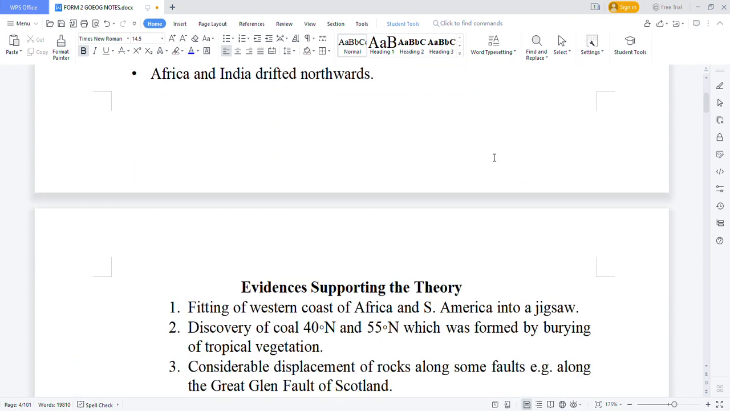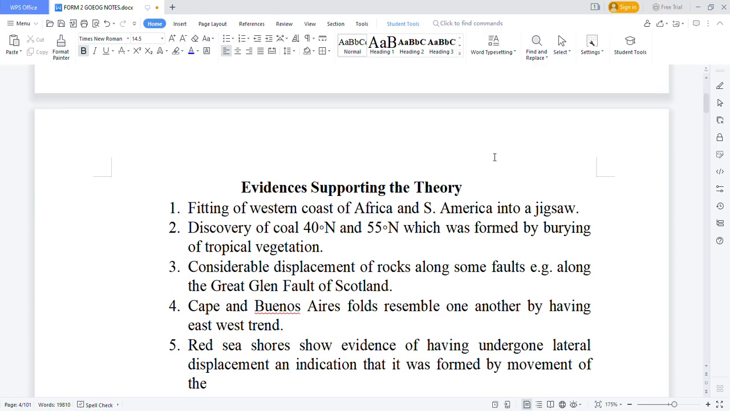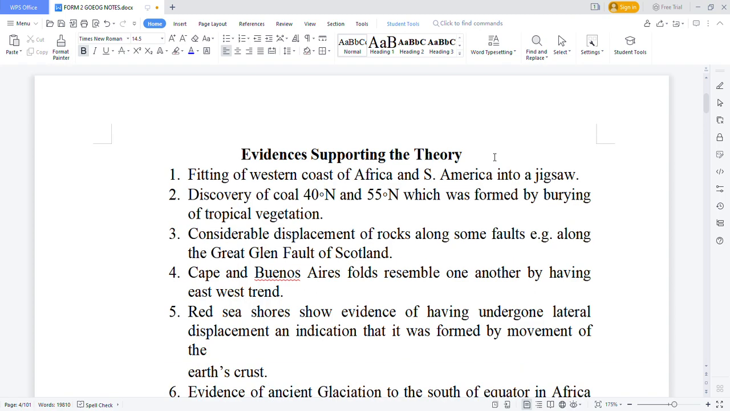Then what are the evidence supporting the continental drift theory? Number 1, fitting of the western coast of Africa and South America like a jigsaw. Number 2, discovery of coal at 40 degrees north and 55 degrees north, which was formed by burying tropical vegetation.